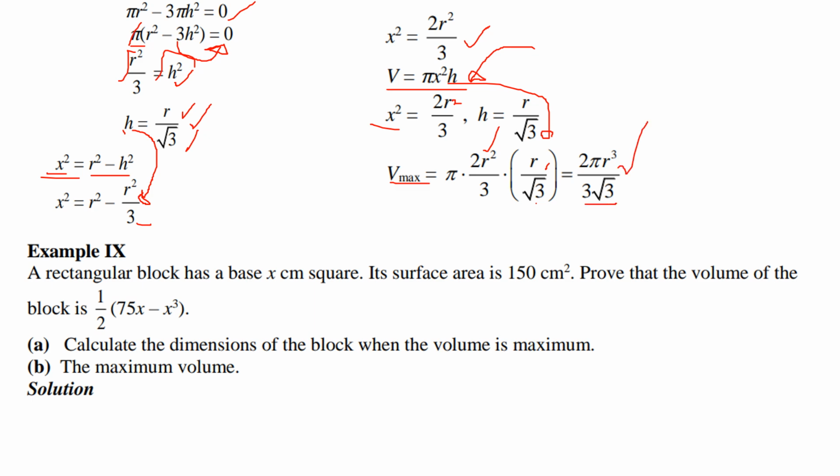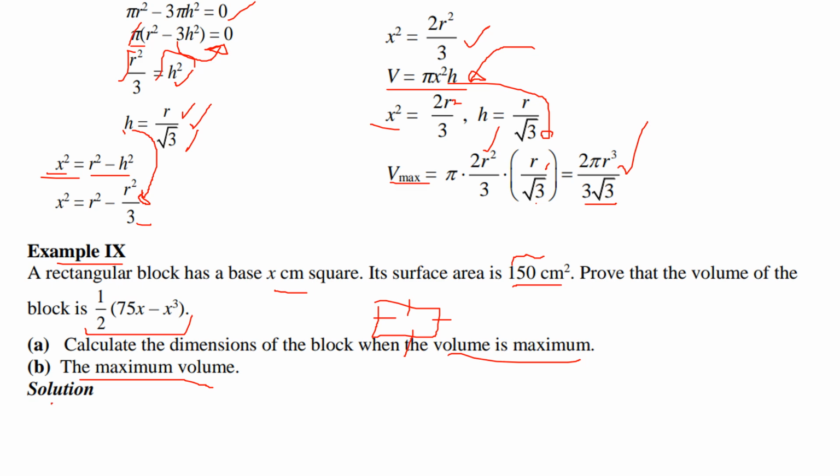So looking at example 9, we are going to have a rectangular block with a square base of x centimeters. Square base, that means that all sides of the base are going to be equal. So length and width are the same. And then its surface area is 150 centimeters squared. This is the sentence that is going to help us express one variable in terms of the other. Now prove that the volume of the block is given by the formula 1/2 into 75x minus x cubed. And then part A, calculate the dimensions of the block provided the volume is maximum. And part B, calculate the maximum volume.